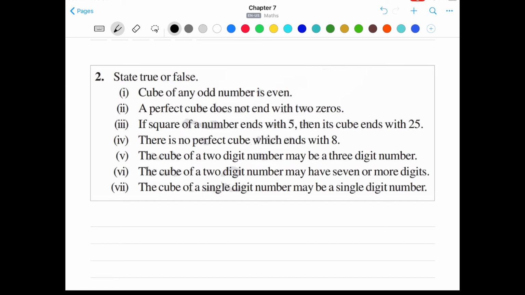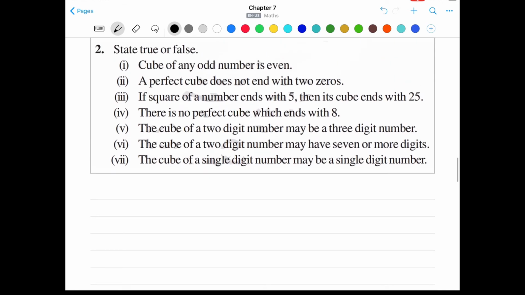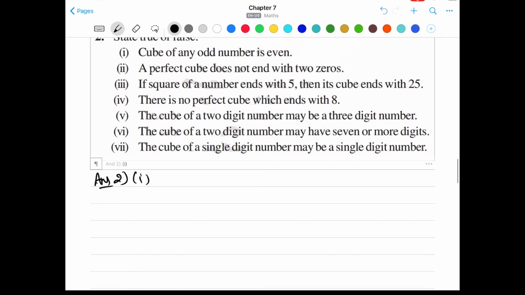The first statement here is: cube of any odd number is even. Let's write its answer, number 2 part 1. This one is false, because the cube of any odd number is odd and the cube of any even number is even. So the cube of any odd number has to be an odd number, while it's saying even, that's why it's false.